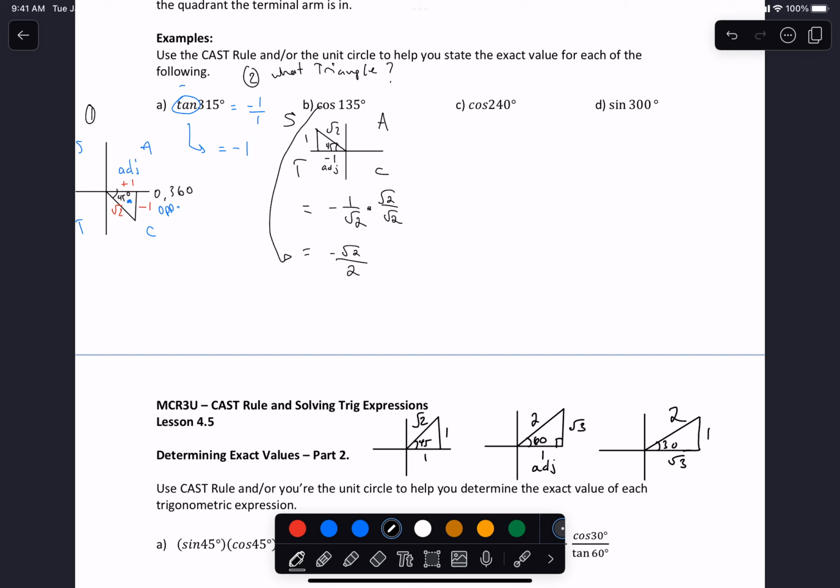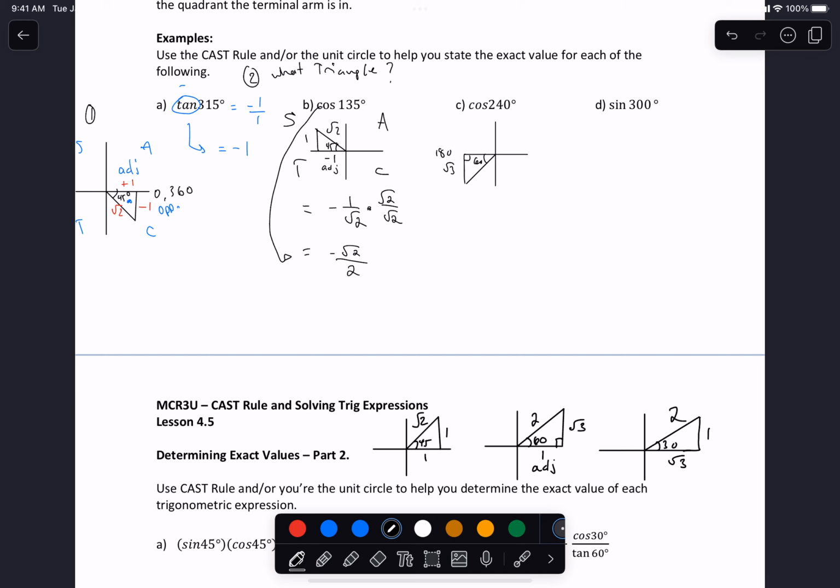Okay, the cosine of 240. Picture. You draw yourself a little picture. Ask yourself, where's 240 degrees? 240 degrees is going to be 60 degrees away from 180. And if I put the 60-degree angle in there, then the 60-degree angle goes opposite the root 3.